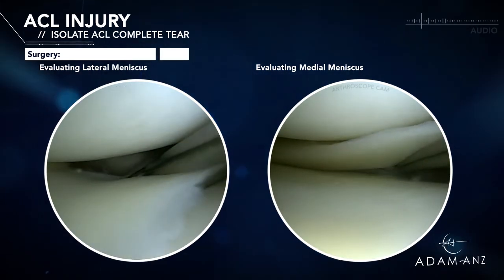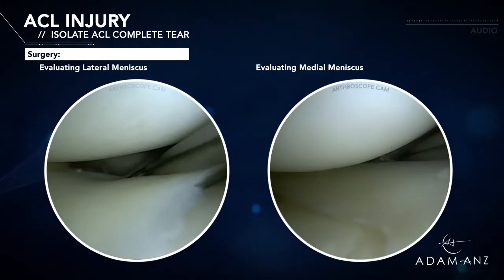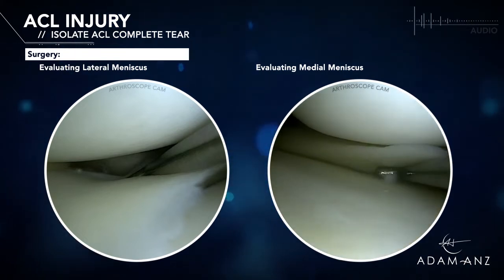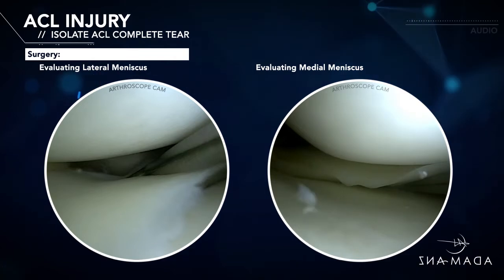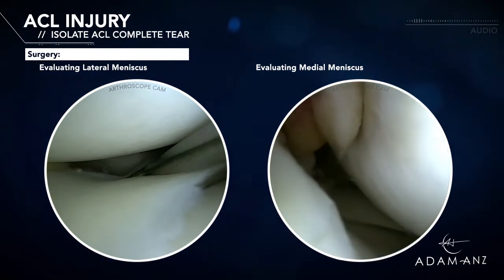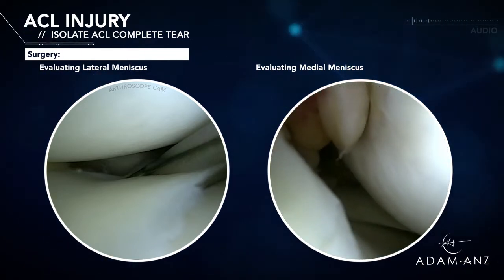We then evaluate the medial meniscus, with similar probing to ensure its competency. Many times with ACL injuries, there's a longitudinal tear in this position of the meniscus. We also drive posteriorly to ensure that there is no ramp lesion.